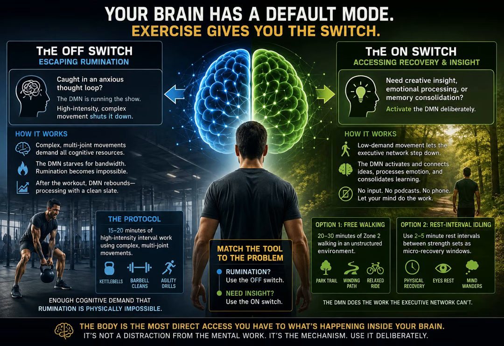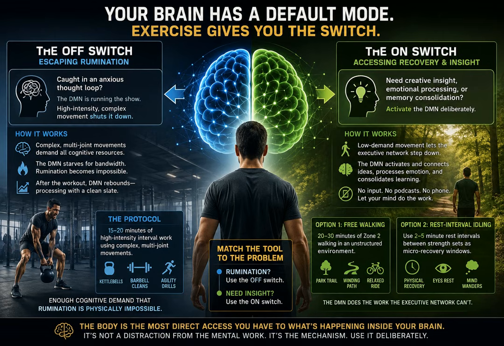The high-intensity pendulum works in two phases. During the physical output, the default mode network is suppressed. The moment the workout ends, researchers observe a massive rebound increase in default mode network functional connectivity. The brain goes from quiet to active, and the content it processes now is shaped by the physiological state of the workout, not the previous anxiety loop.